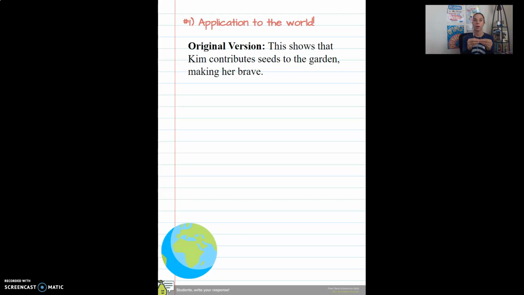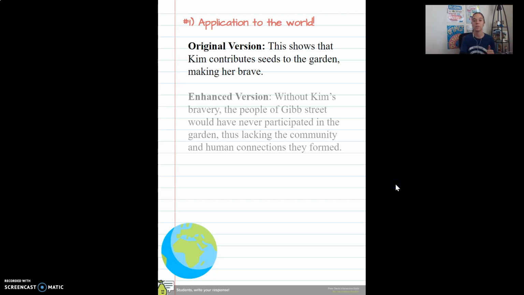Well, I'm going to think about, okay, where is Kim? Well, she has a specific moment, trying to honor her father. And then I'm going to think a little bit outside of that. How could this ripple out, okay? So here in the enhanced version, I say, without Kim's bravery, the people of Gibbs Street would have never participated in the garden, thus lacking the community and human connections they formed.